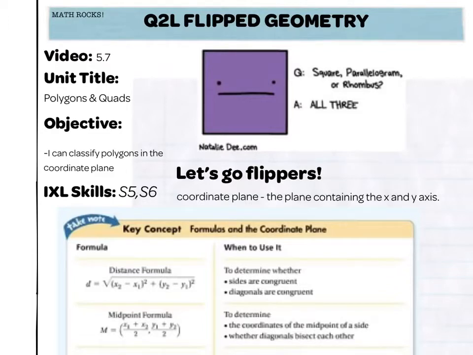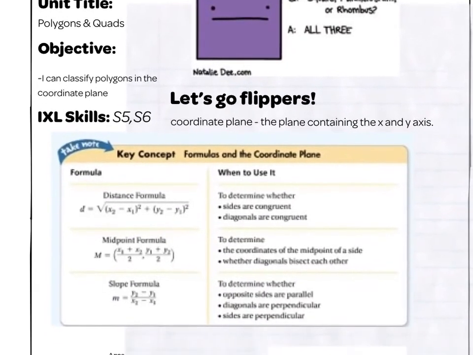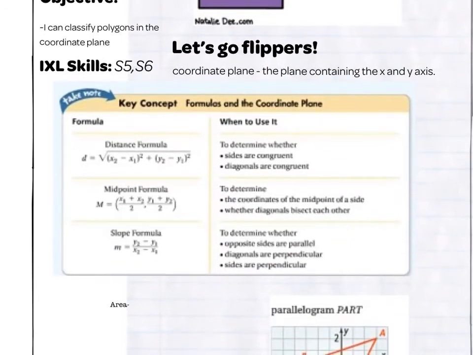So the first definition today is just what the coordinate plane is. I know we say coordinate plane a lot, but we don't really know that the students understand that. The coordinate plane is the plane that contains the x and y axis. Many of you know this and can explain it, but we want to make sure that we understand it.